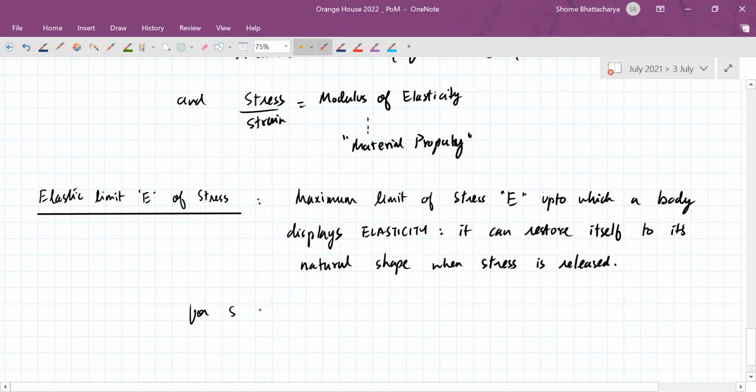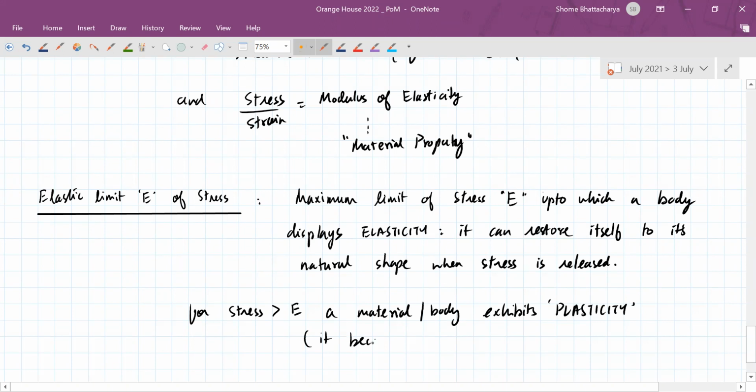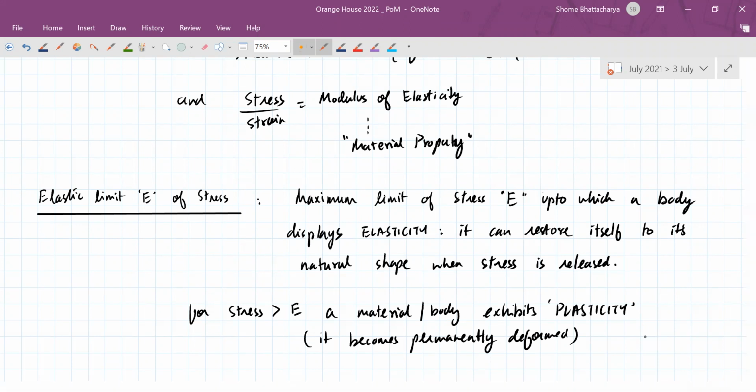So for stress greater than this elastic limit, okay, a material or body exhibits plasticity or plastic behavior. That is, it becomes permanently deformed. Like if you stretch a rubber band too much, okay, it might of course break, but before it reaches that breaking point, it can also get elongated in such a way that it loses its property of trying to retain its original shape, or it loses its property of elasticity. So when that happens, we say that the material is behaving in a plastic manner, or it's showing plasticity as opposed to elasticity.